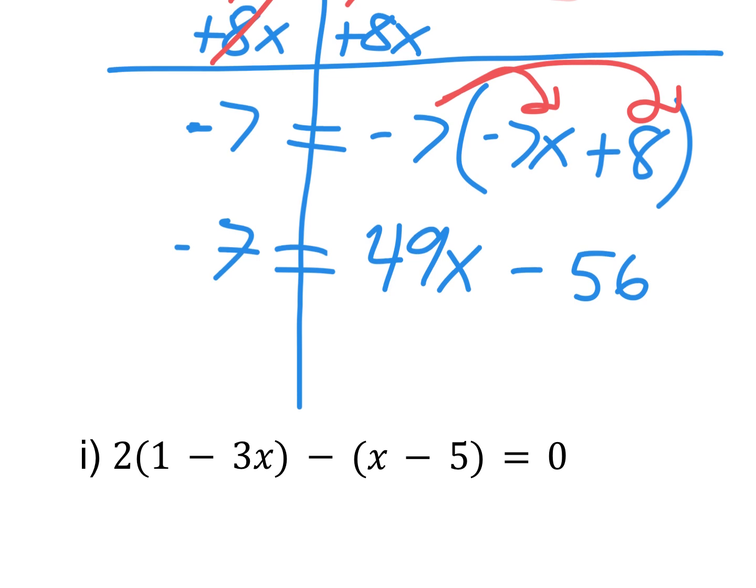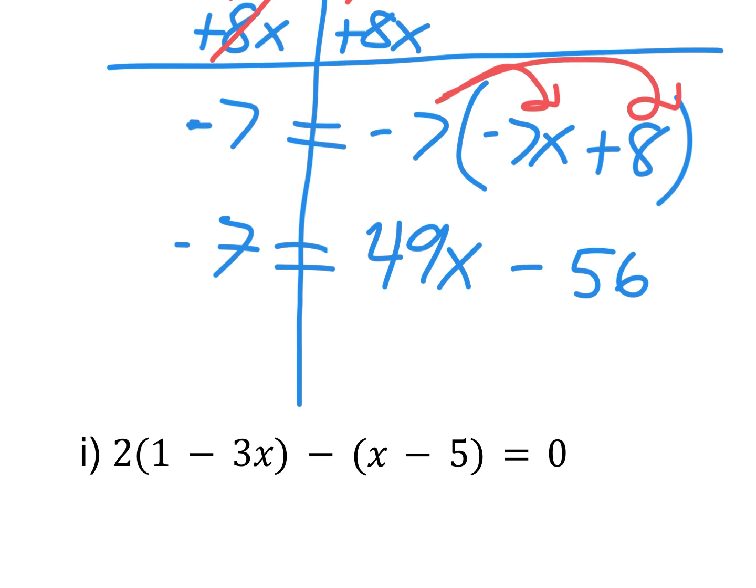Okay. Now we are close to being done. We got 2 steps left. My variable x, let's make sure we haven't lost it. It's right here. So I need to get that variable by itself. So I'm going to focus on the negative 56. Opposite operation, I will add 56 to both sides of the equation.